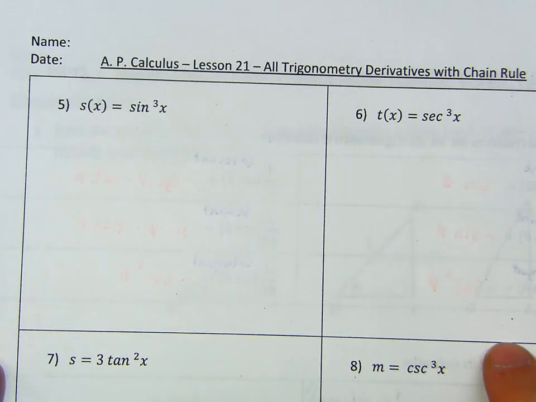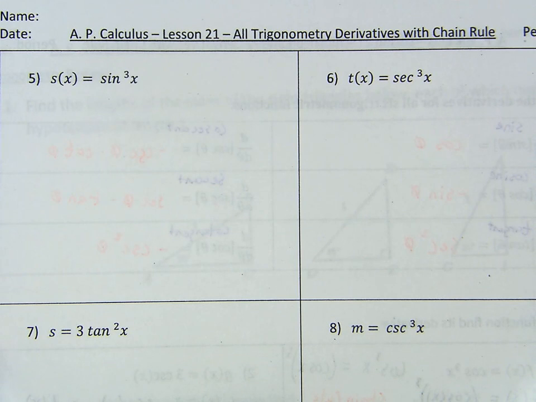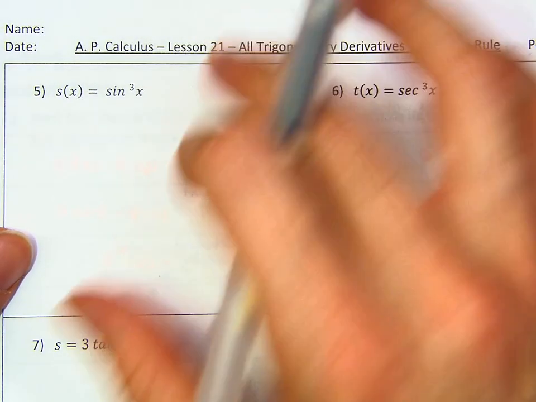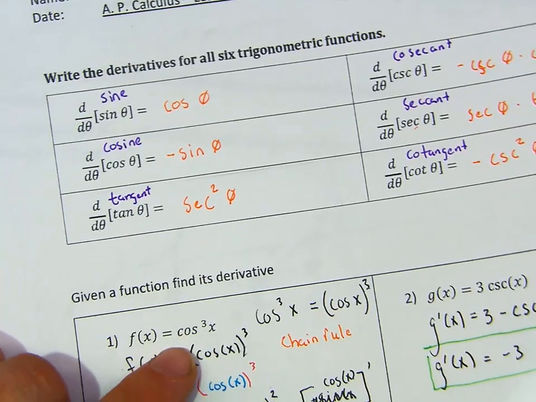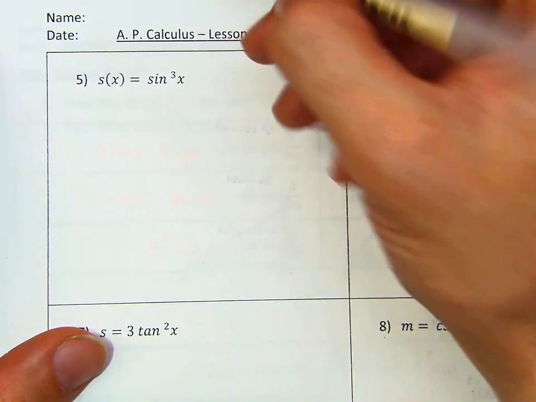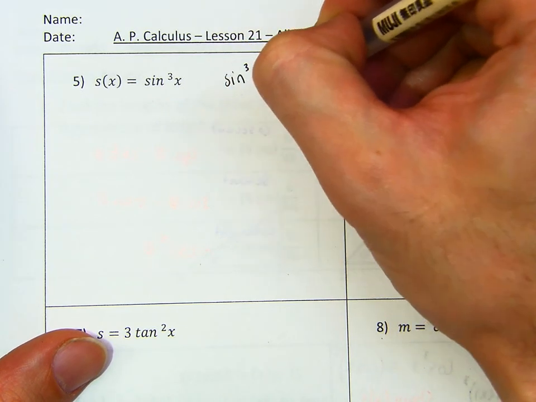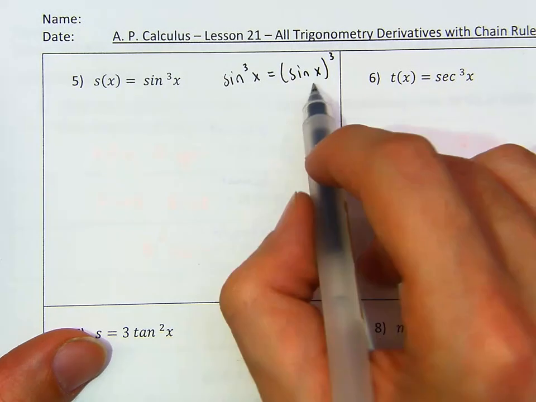Here, we have, what do we have here? We have s of x is equal to sine cubed x. So what I want you to do is try and do this problem yourself, and it's very similar to the cosine cubed x, right? Try and look at number 1 for a little preview, right? Okay. So what's the move? You know that sine cubed x is the same as sine of x, the whole thing cubed, right?